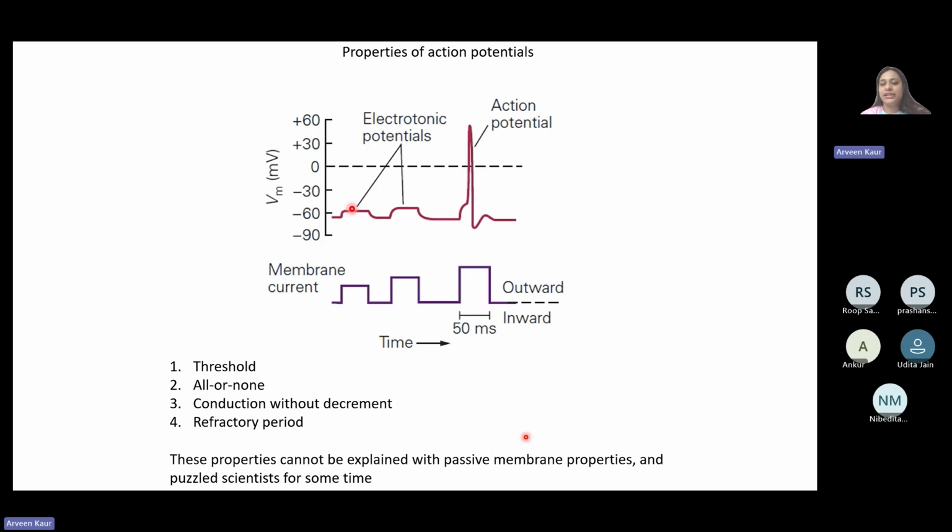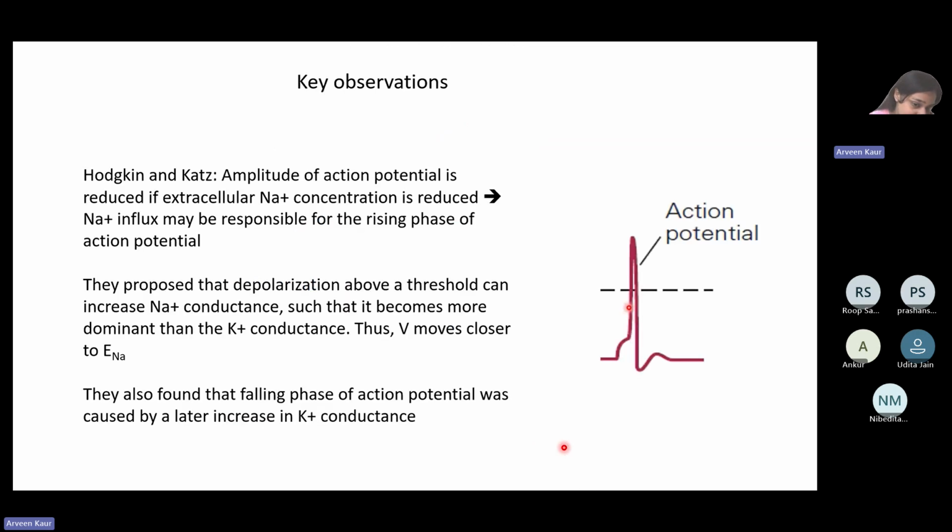In these electrotonic potentials, because they are plateaued, the signal dissipates over this plateau and then it comes back to normal. But over here in the action potential, due to these sharp peaks and spikes, the conduction of electric potential is without decrement in the signal, right? And it does have a refractory period, right? This we will lay more emphasis on in the upcoming slides. So these properties cannot be explained with passive membrane properties, and this puzzled scientists for some time, right?